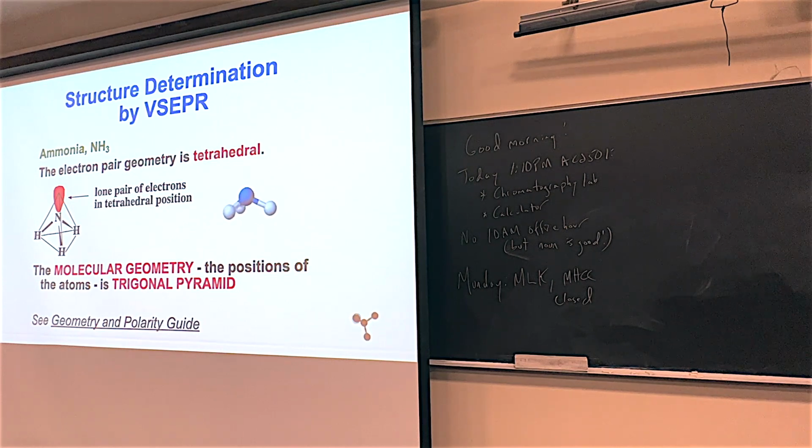Trigonal pyramid is the chemist's best interpretation. It's like a three-sided pyramid, all right? It's not a flat molecule because that lone pair needs its own space. So when it comes to a VSEPR description of ammonia, we would say that the EPG, electron pair geometry, is tetrahedral, and the molecular geometry, or MG, is trigonal pyramid.